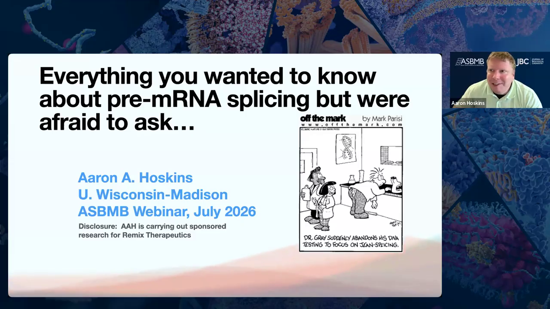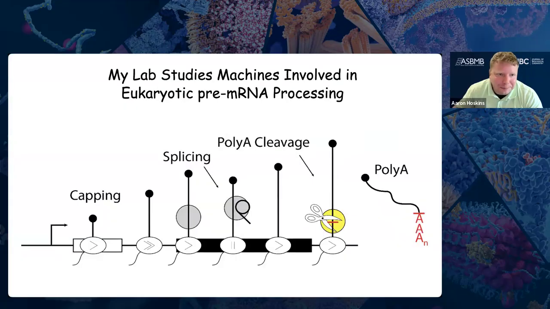So I first thought I would start off by explaining what my lab does and how I became interested in the topic. My lab studies the machines involved in eukaryotic pre-mRNA processing. In eukaryotes, when RNAs are made, the nascent RNA transcripts have to be processed by a number of macromolecular machines in order to generate a mature messenger RNA that can functionally encode for protein and be translated.